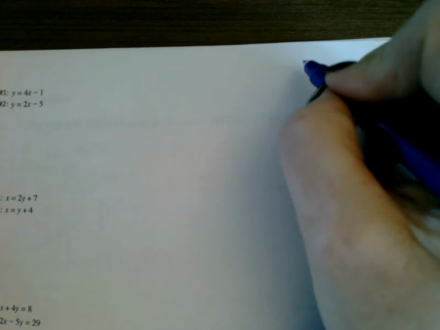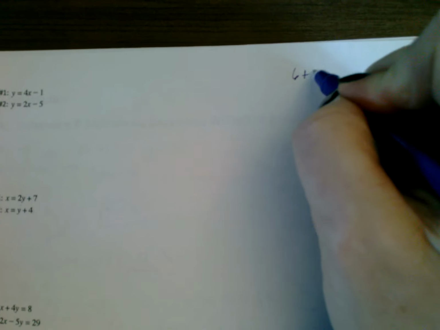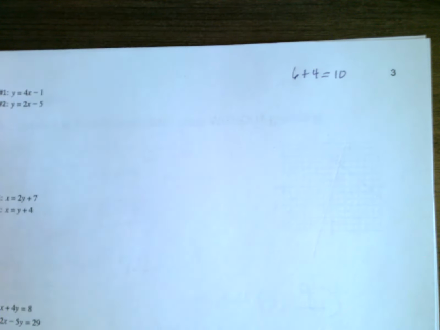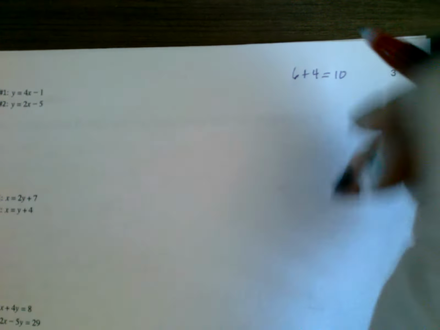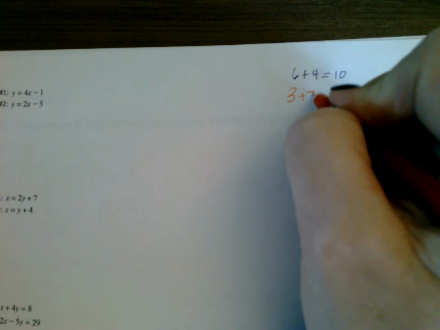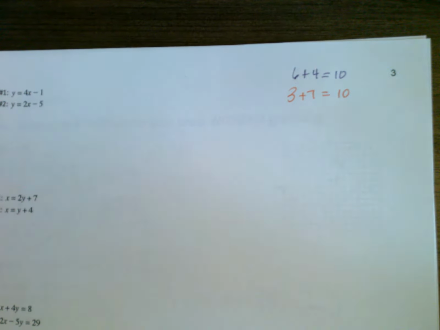Okay, I'm on the second page of notes. And up here in the corner, I want to just talk and think about a few things. If I asked you to give me a math problem of two numbers that added to 10, I know many of you would say 6 plus 4 equals 10. I've had students in the past say 3 plus 7 equals 10.